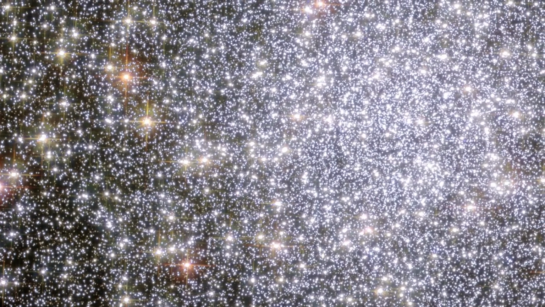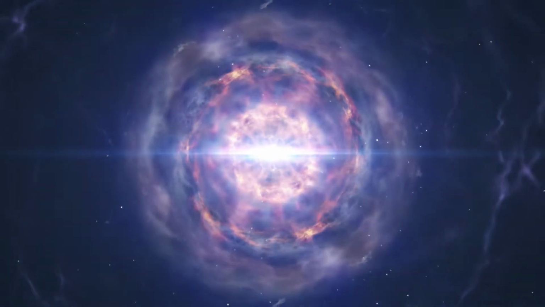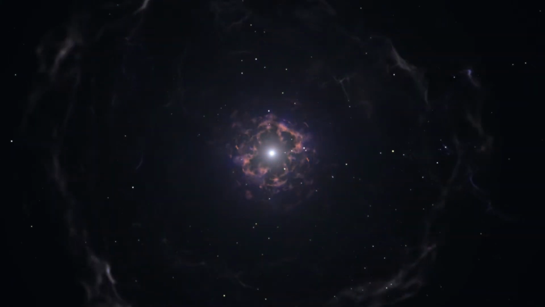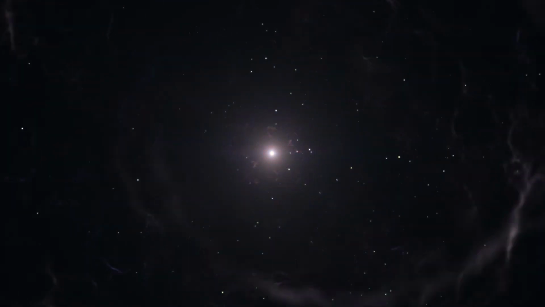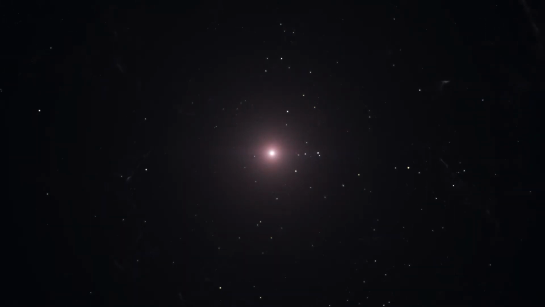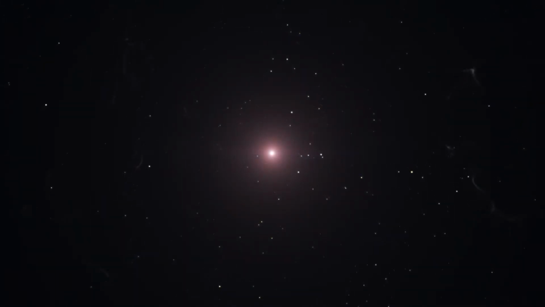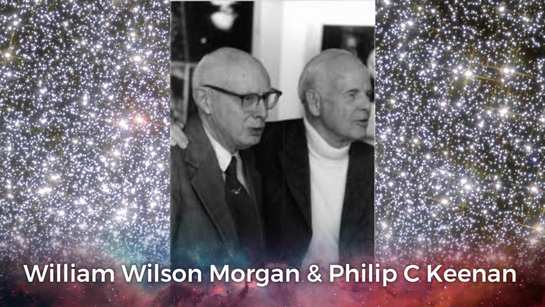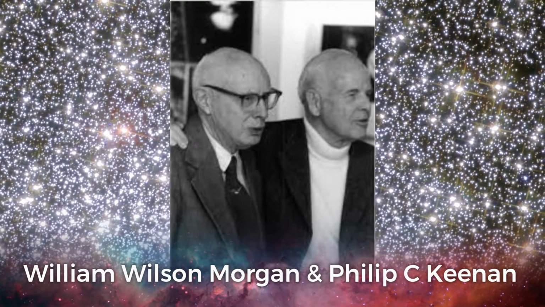Hi there. Today we're going to look at stellar classification, how we classify stars. Now, stars are generally described using the Morgan-Keenan or MK system, which is used in modern astronomy to classify stars according to their spectral type and their luminosity class. It's named after William Wilson Morgan and Philip C. Keenan, who introduced it in 1943.